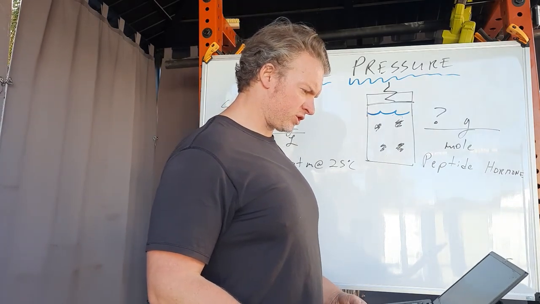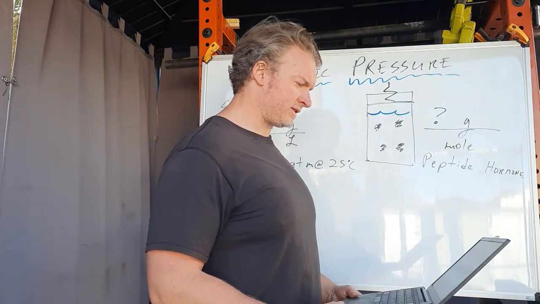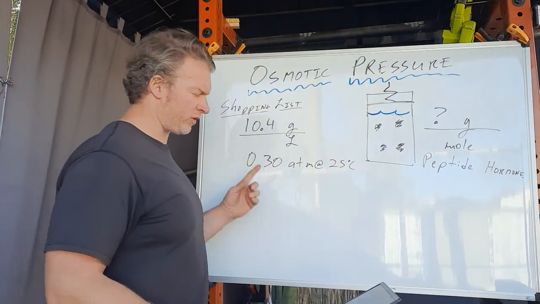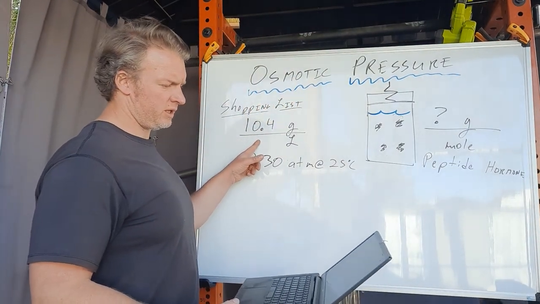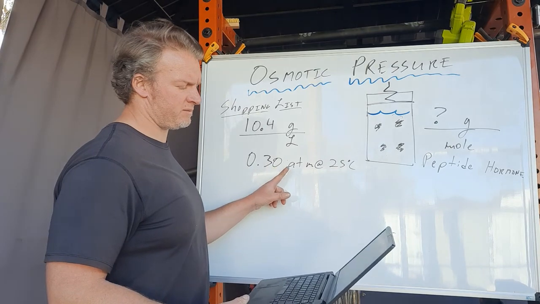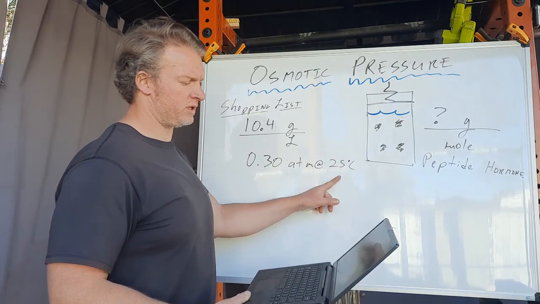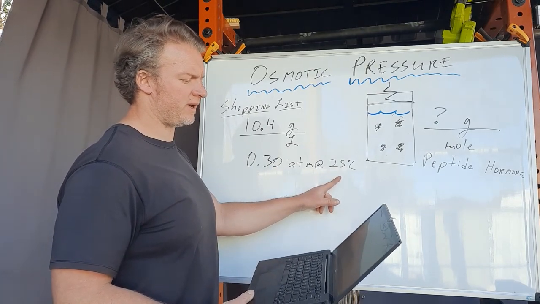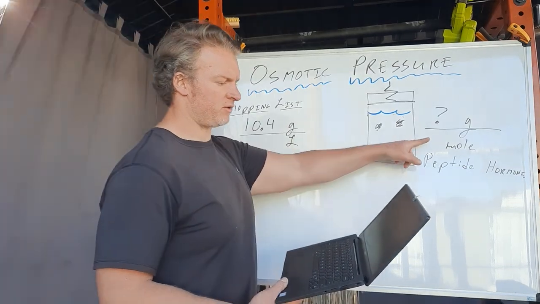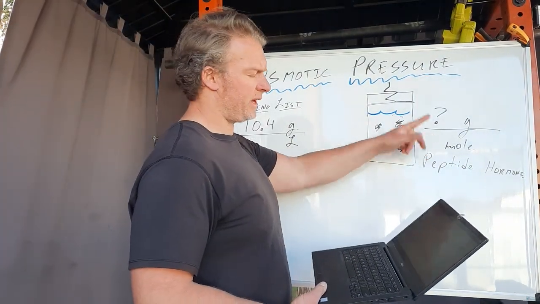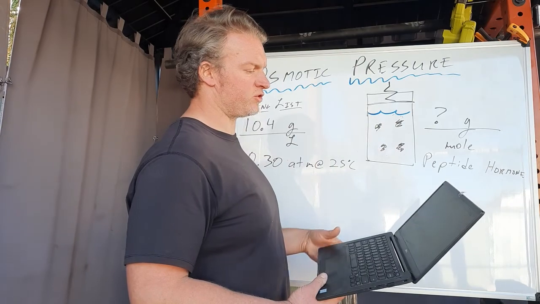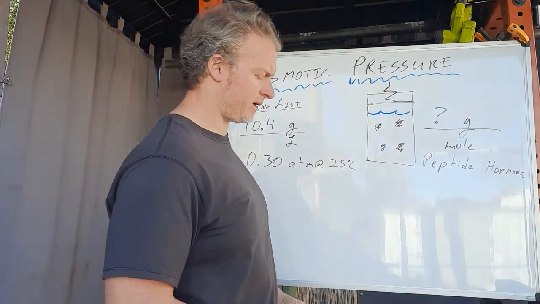The osmotic pressure of a peptide hormone solution containing 10.4 grams per liter is 0.3 atm at 25 degrees centigrade. Assuming ideal solution behavior, what is the peptide hormone's molecular weight? And as an added challenge, can you search which peptide hormone we're talking about?